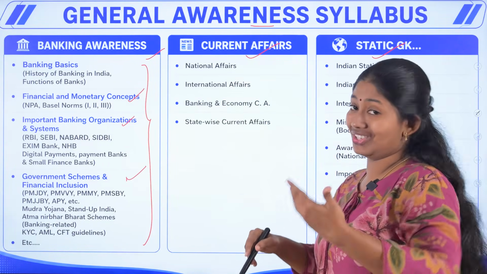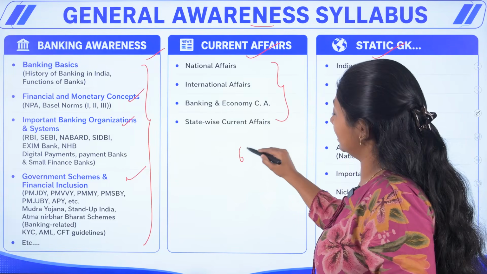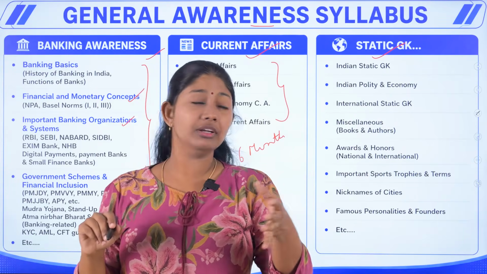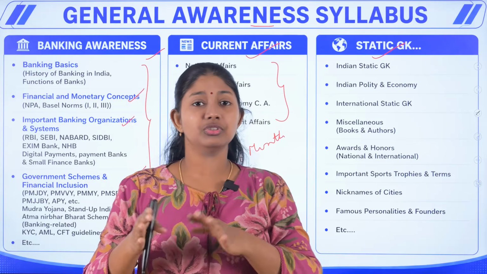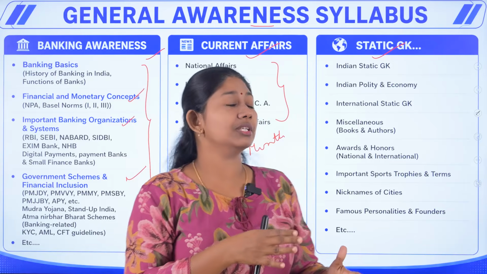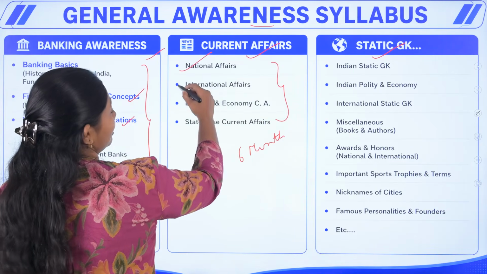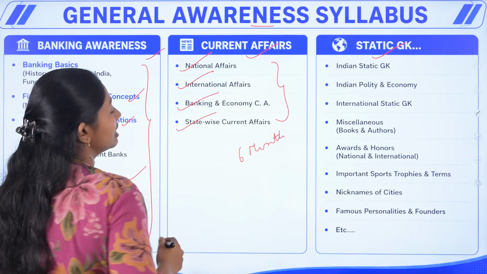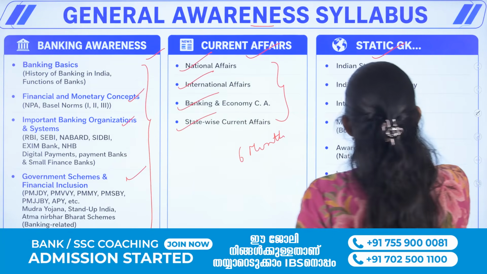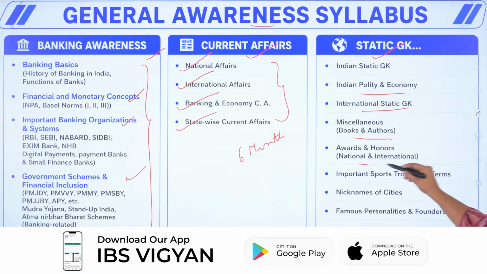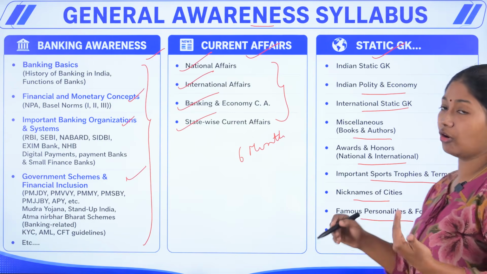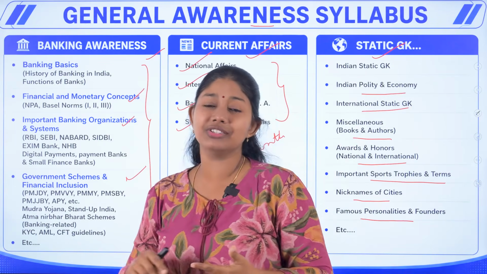Then coming to current affairs, the recent 6 months, mostly they say 6 months. The mains is going to be in the last of September or October, whenever the schedule they have already mentioned. Depending on that, you have to calculate the 6 months. From this you have national affairs, international banking and economy, state-wise current affairs. Then coming to static GK, we have Indian static GK, polity, economy, then authors, books, awards, sports, nicknames of cities, famous personalities, like all these. So this is general awareness.